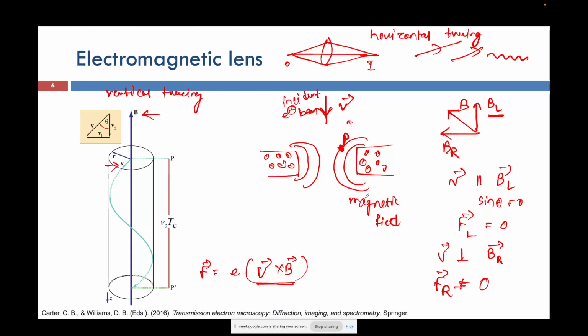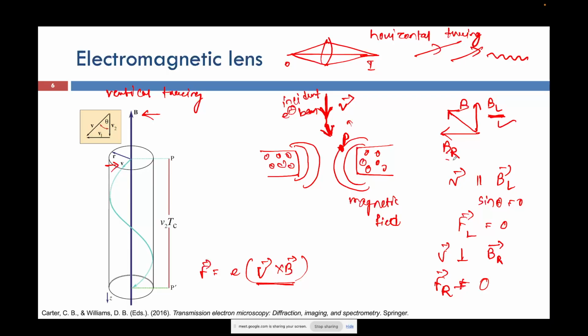Due to that, the electron will always experience a spiral kind of motion, right? And the moment it gets deviated a little bit from perfectly vertical motion, what will happen at that point? Let's say it just got deviated a little bit. At that point, this B longitudinal, the longitudinal component of the magnetic field which was not working on this incident electron beam, will also start working.